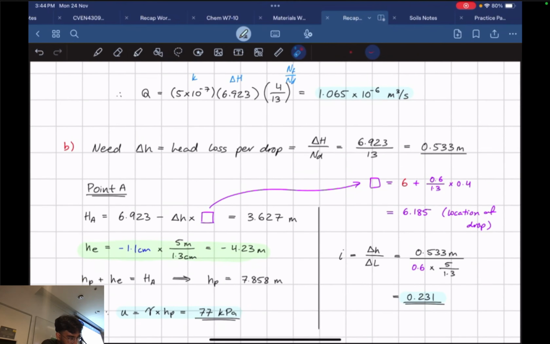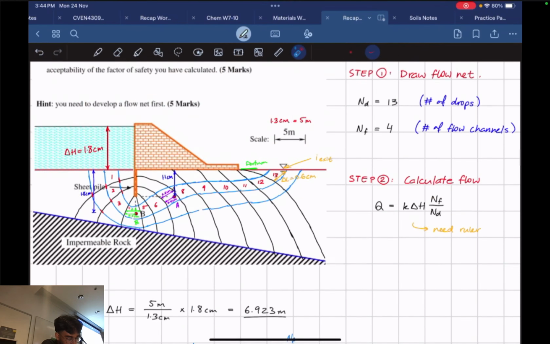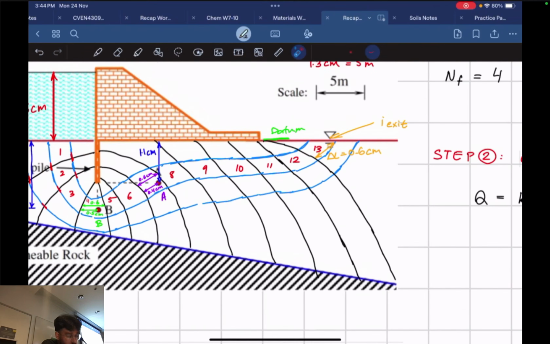0.6. I would have thought it would be like 0.4 over 0.6. Wait, give me a sec. Let me figure this out. One second.